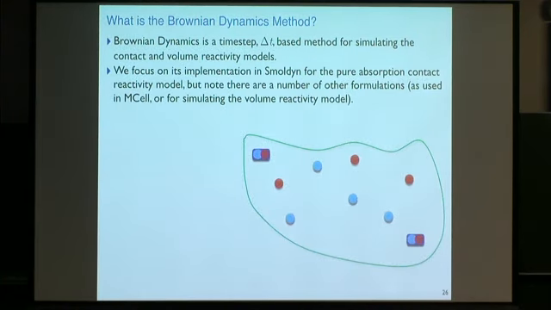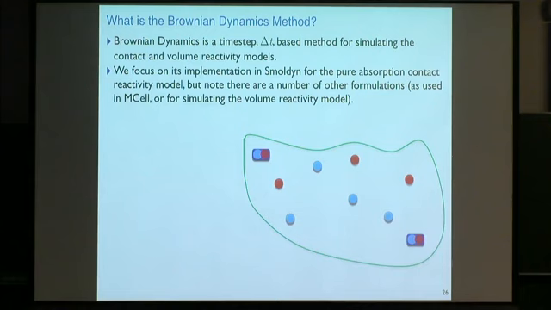Okay, so let's talk a little bit about how these different methods work at a high level. So first, I'm going to talk about Brownian dynamics, which, as we said, is a time-step-based approach, and it's the basic approach that can be used for both contact and volume reactivity models. I'm going to talk here about the contact reactivity model as it's done in Smoldyn, by my understanding. And I'm just going to think about a simple bimolecular reaction. If we have time, we'll talk in more detail later on about how you could extend it to other reactions or how it works for other types of reactions.